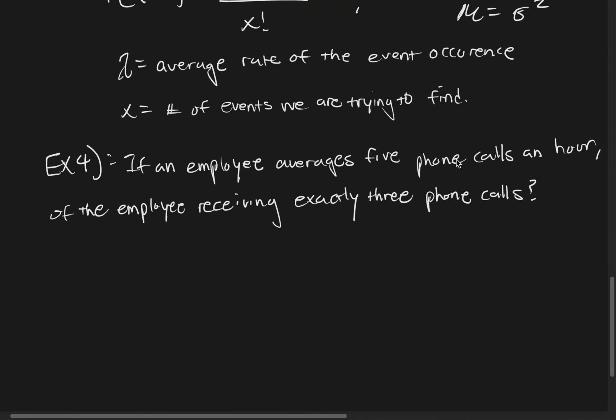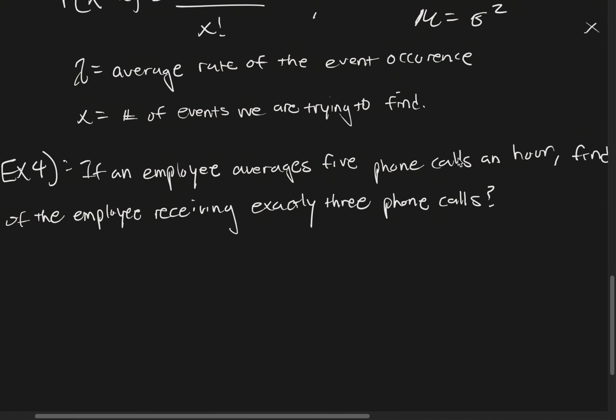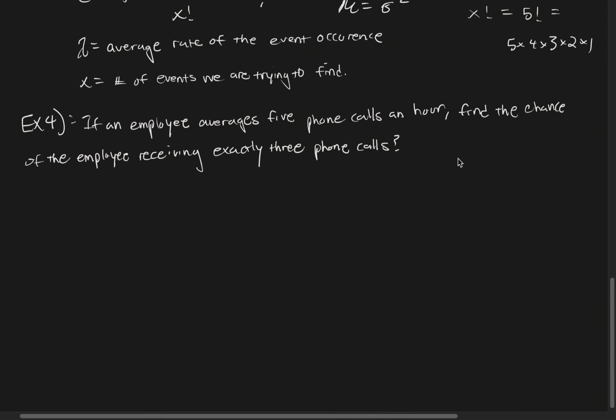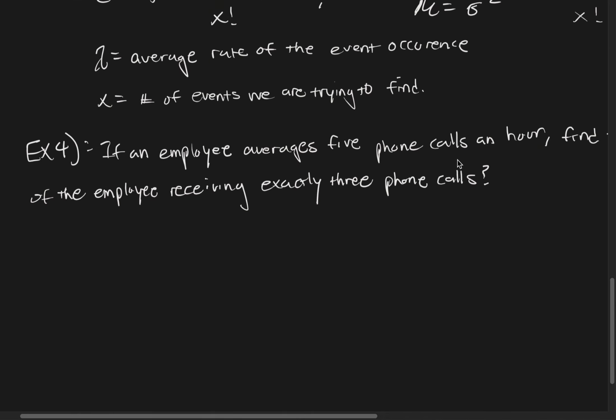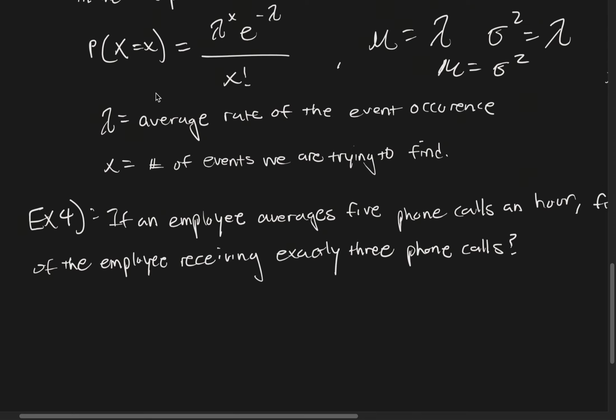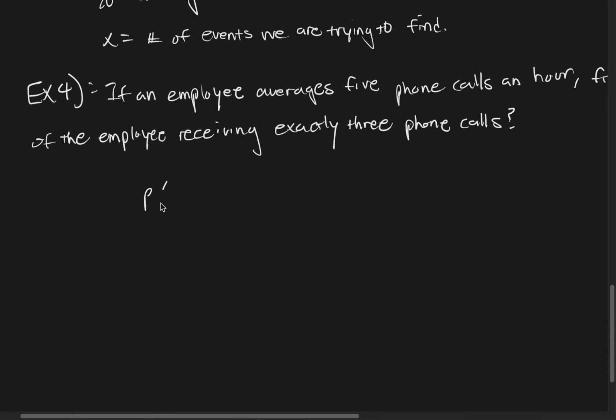All right, so for the final example, let's say an employee averages 5 phone calls a day or an hour, and we want to find the chance of the employee receiving exactly 3 phone calls. All right, so copying this formula right here, probability of the employee receiving equal or less than 3 phone calls. The problem said exactly 3 phone calls.